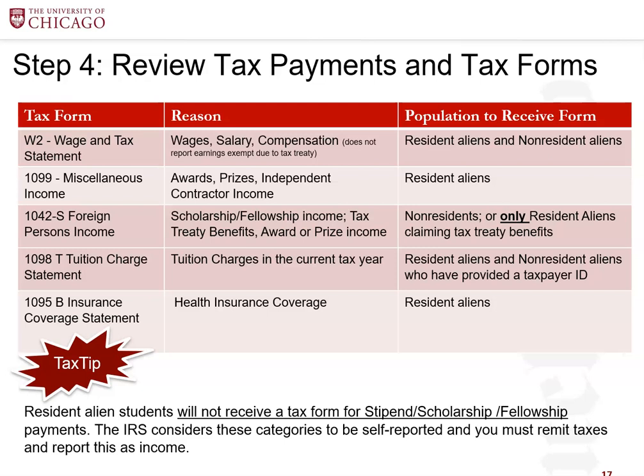If you are a resident alien who did not have an applicable tax treaty claim for your scholarship, fellowship income, you will not receive a specific tax form for that income. The IRS considers that income to be self-reported, so you must pay taxes on it and you must report it as income, but there's no specific tax form that you would receive from the University of Chicago to report that income.